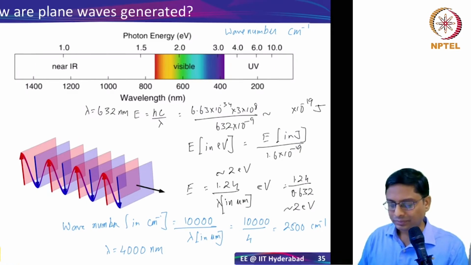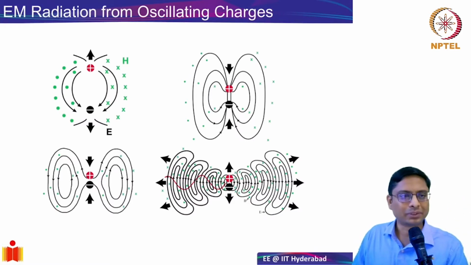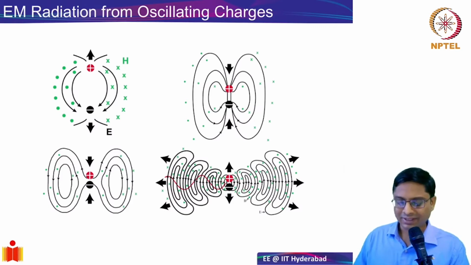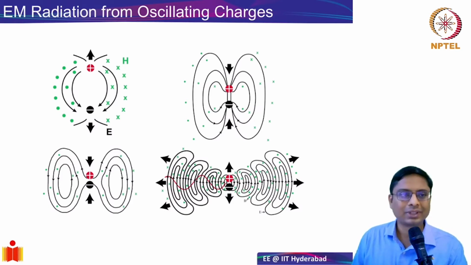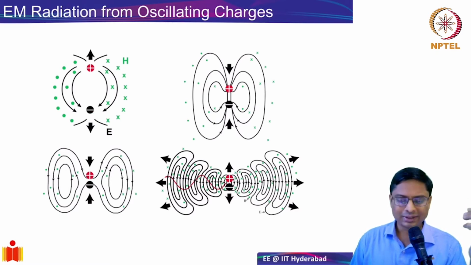So now moving ahead, we said that the electromagnetic waves or the plane waves are generated by oscillating charges or oscillating dipoles. If you have studied antenna theory already, you should be familiar with this, but just as a recap, let's say I have a dipole which consists of a positive charge and a negative charge. And they're fixed in time, what happens?